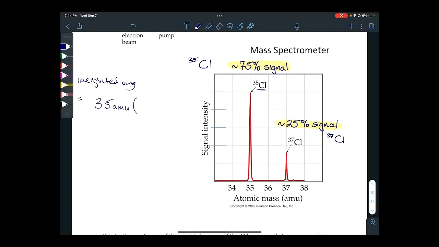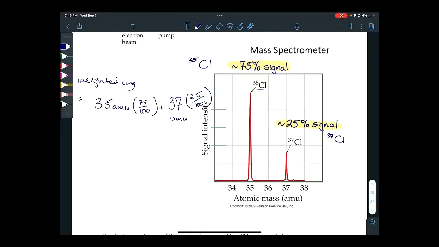I'm going to take 75% of that, so 75 over 100. I'm turning that percentage into a fraction. And then I'm going to add the other component, so 37 AMU, this is the heavy chlorine part of the sample, times the percentage it shows up in the sample. So what am I multiplying by? 25%, or 25 over 100. Yes, 25 over 100. So see, what I'm doing is weighting the lighter isotope heavier by using these percentages.